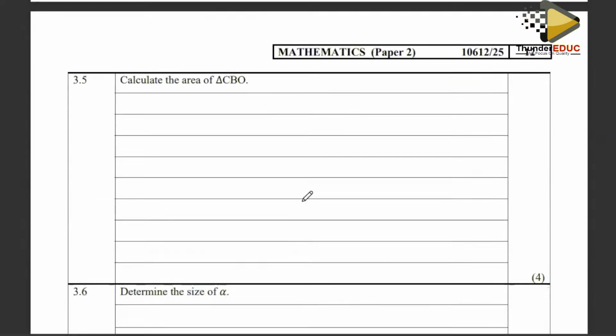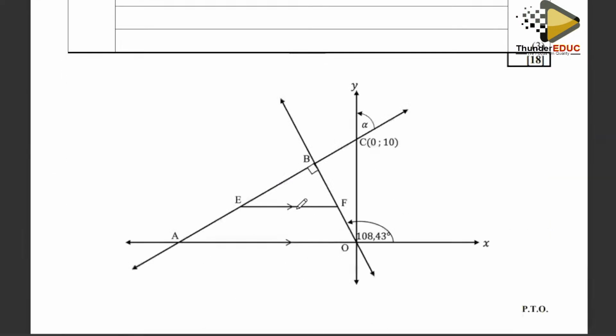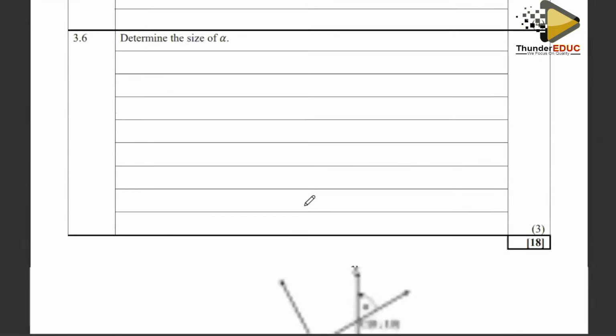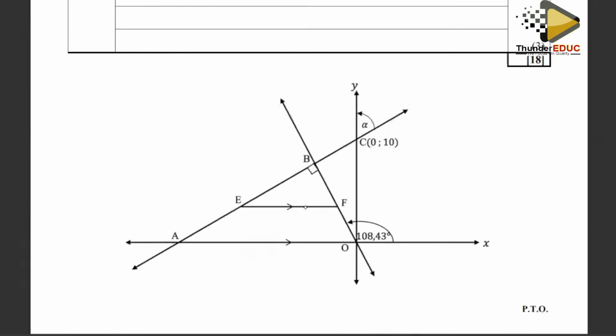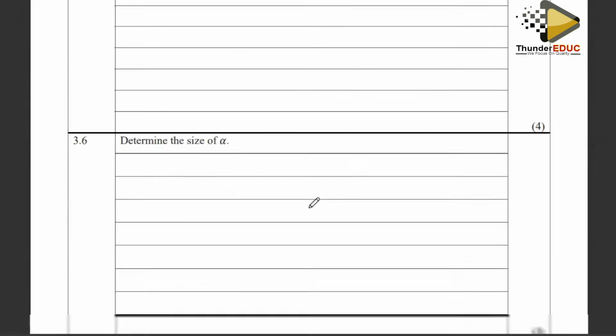Then 3.5, we want the area of CBO. Okay, I'll use this. The area of CBO. What do we notice? We notice that this is a right-angled triangle. Now, what I can do, there are 2 ways to do this. How many marks is this question? It's 4 marks.